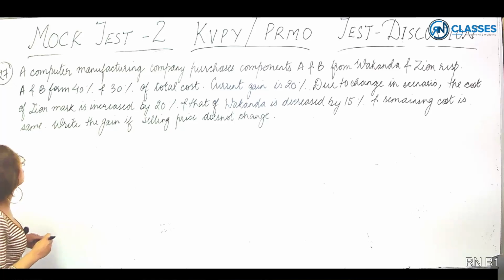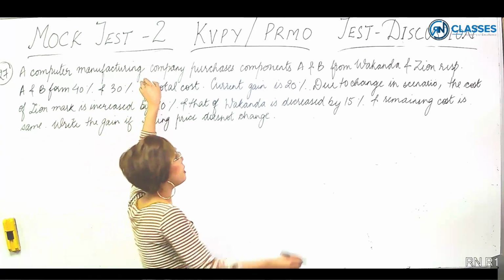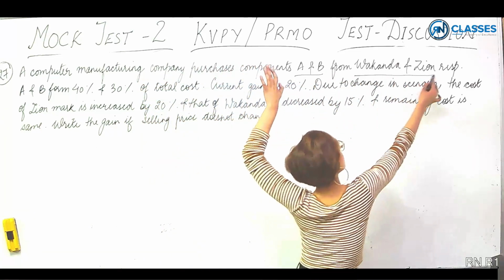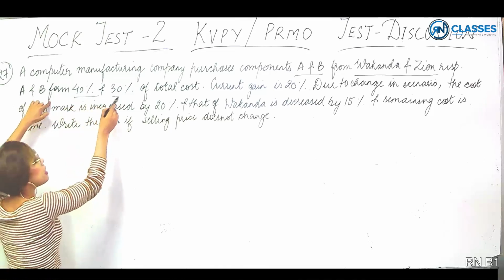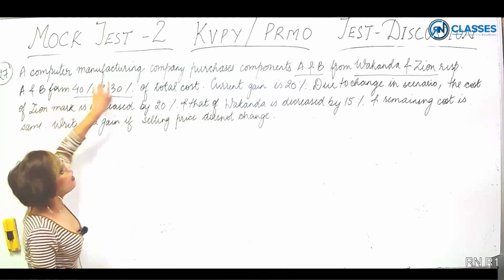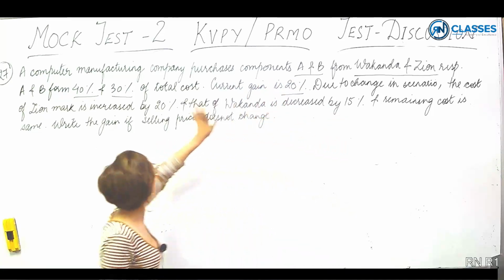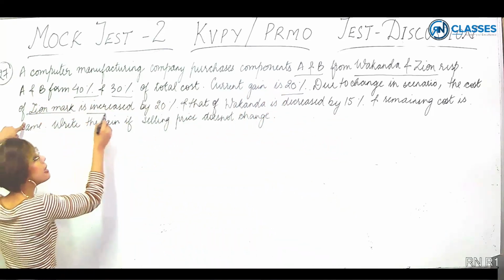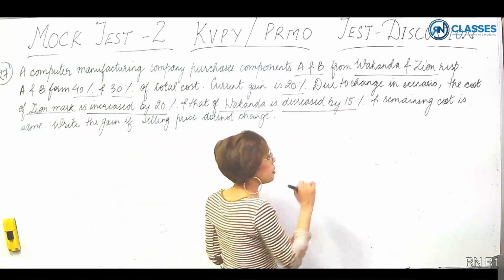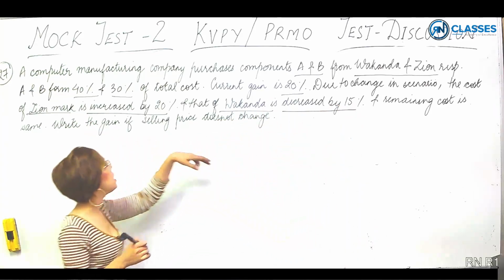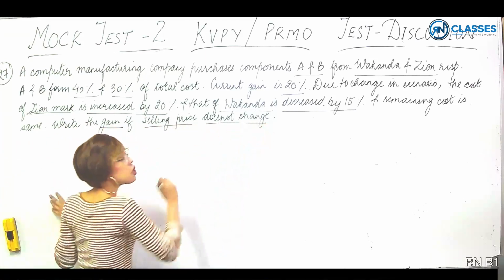All right. On the next one, a computer manufacturing company purchases components A and B from Wakanda and Zion respectively. Now, A and B form 40% and 30% of the total cost. Current gain is 20%. Due to change in scenario, the cost of Zion markup is increased by 20% and that of Wakanda is decreased by 15%. And the remaining cost remains the same. Write the gain if the selling price does not change.